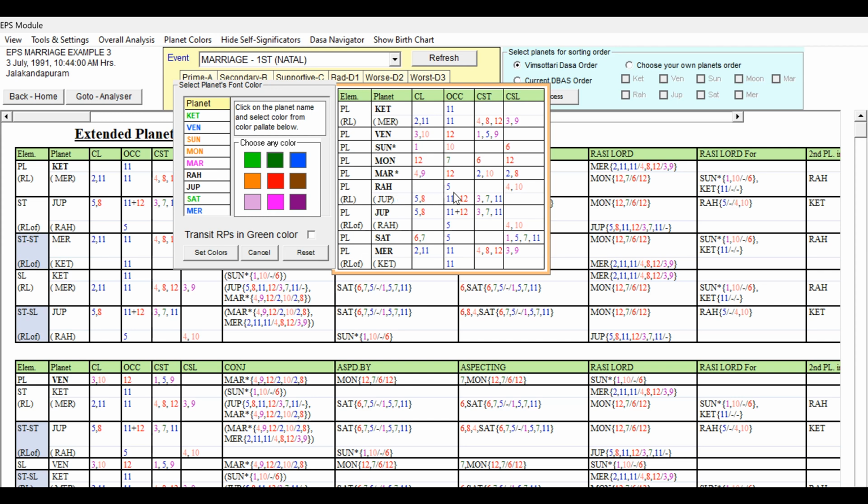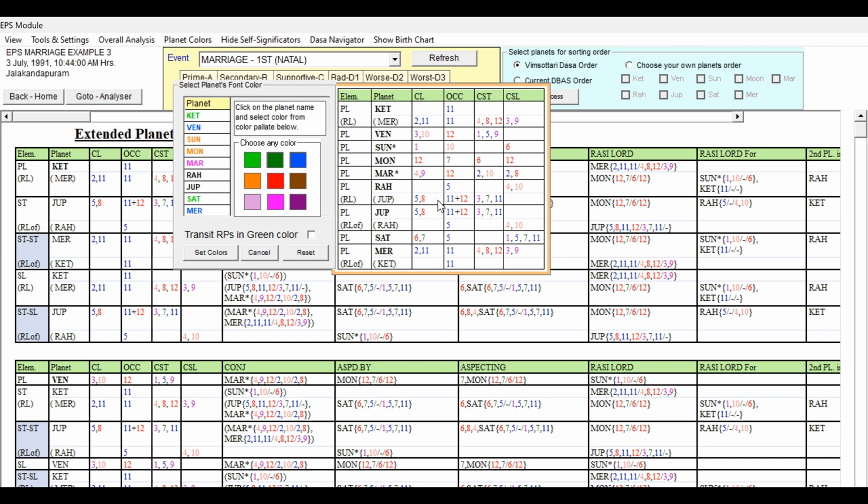And Rahu occupying 5th house, but 4 and 10 cuspal sublord. And the second planet is Jupiter, which is good. Though 8 and 12 is there, 5, 11, 3, 7, 11 is good. 5th occupant and 4 and 10 cuspal sublord. So what can we give? For Rahu, because of the 4 and 10 and 8 and 12, we can give blue color.